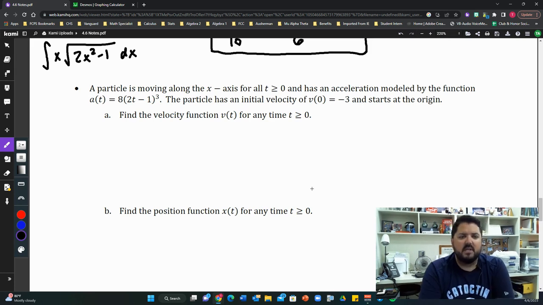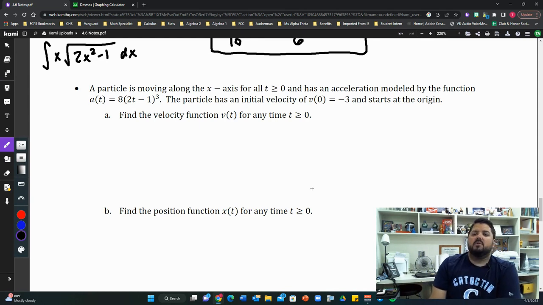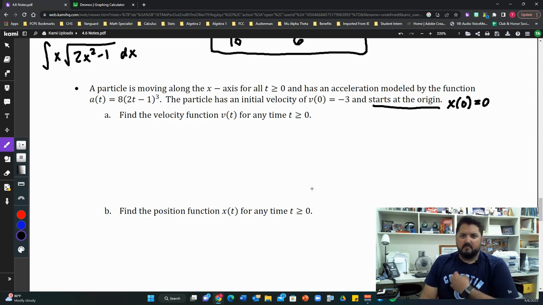For this one, it says, a particle is moving along the x-axis for all values of t greater than or equal to 0. It has an acceleration modeled by the function a of t equals 8 times (2t minus 1) cubed. The particle has an initial velocity of v of 0 equals -3 and starts at the origin. So this last part is actually another way of giving the initial condition that x of 0 is equal to 0. So it's actually a second initial condition.